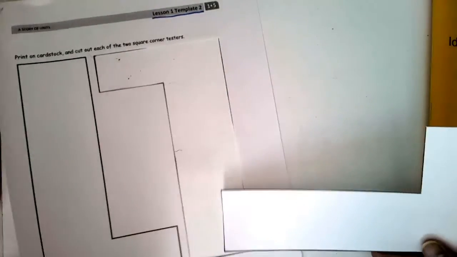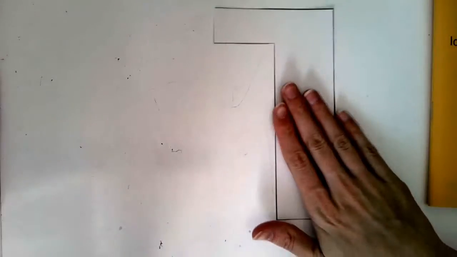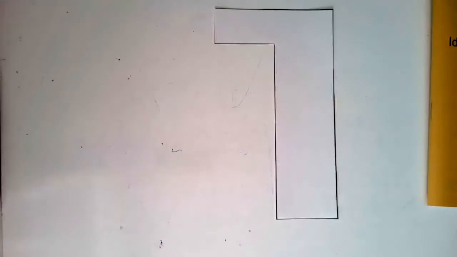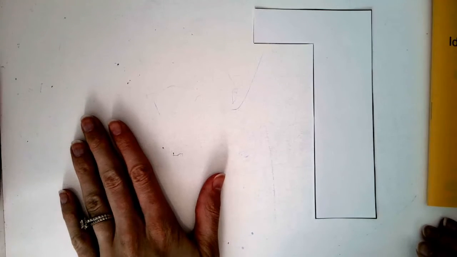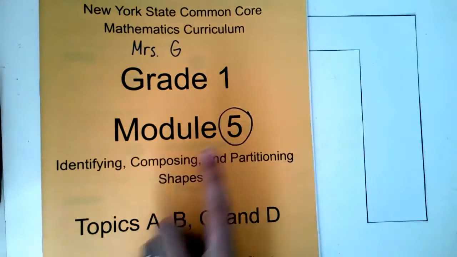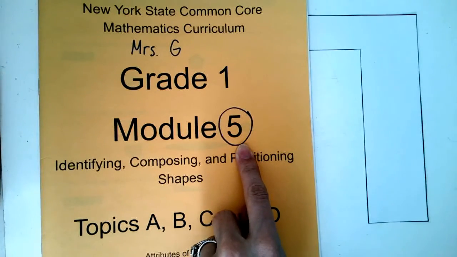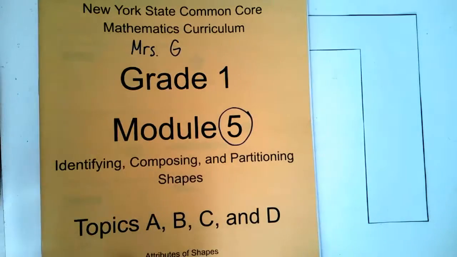Alright, as you can see, I cut one of them out. I'm going to put this one somewhere safe. Okay, and I'll set this one off to the side for right now. Just to recap, you should have this. I'm on my whiteboard right now. If you don't have your whiteboard, use a piece of paper and a pencil. And you're also going to need the Module 5 math workbook. Okay? Let's go ahead and get started.